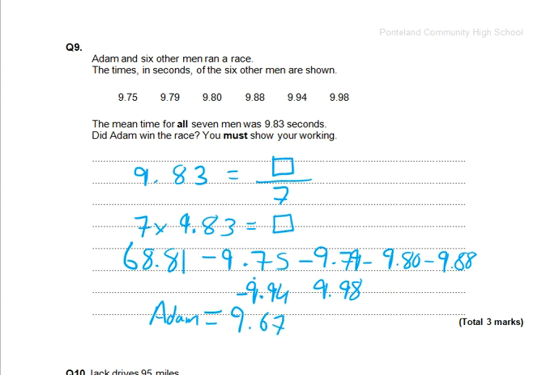It's important to show your working, because if you make a little mistake writing these down, then it can show there and then you can get the follow through mark. So 9.67, if we compare 9.67 with the rest, that means that Adam was actually the quickest, therefore he won the race.